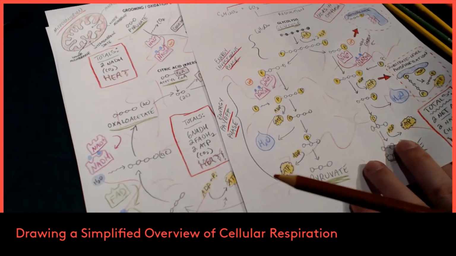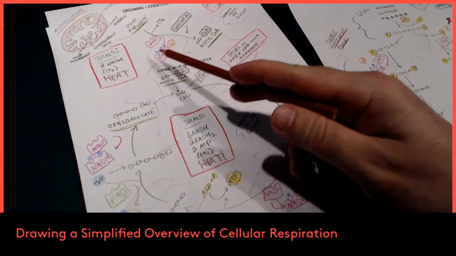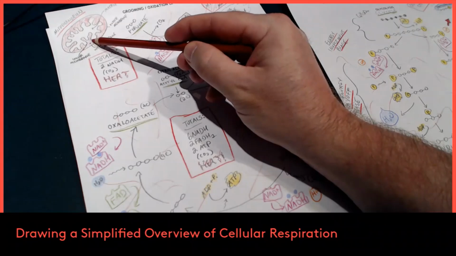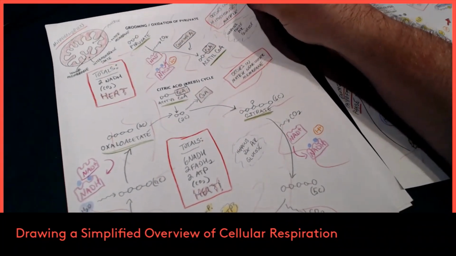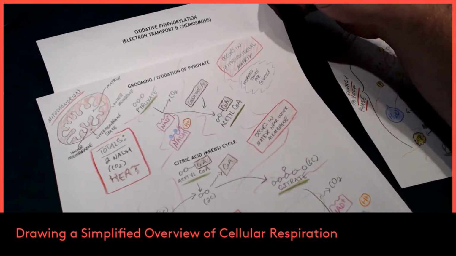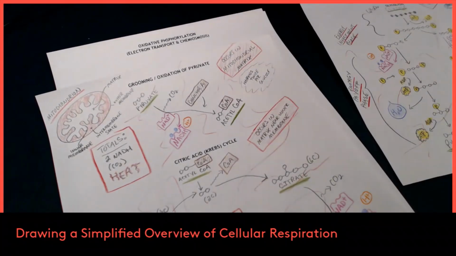So what we're going to do now is we're going to go and bring all these electrons that we've been grabbing to the inner membrane of the mitochondrion. Okay? And that inner membrane is where something beautiful happens. And that beautiful thing is called oxidative phosphorylation, electron transport and chemiosmosis. Here we go.